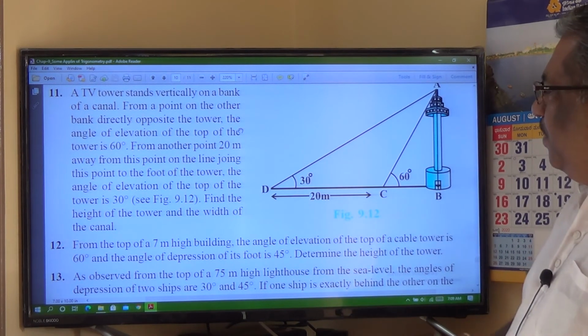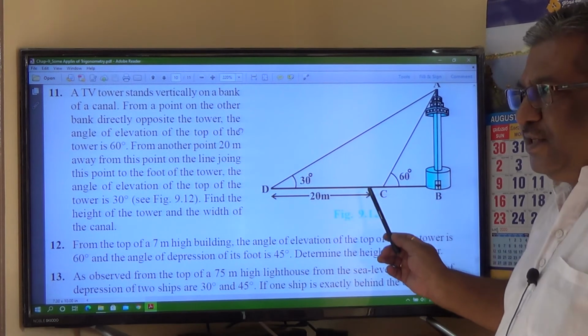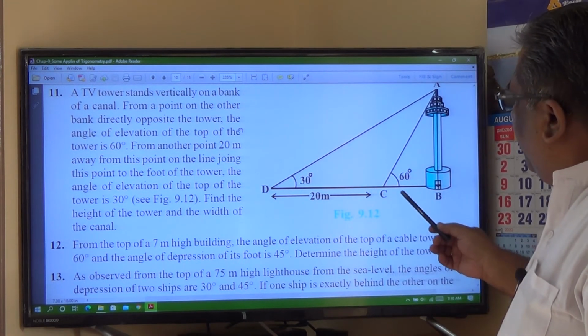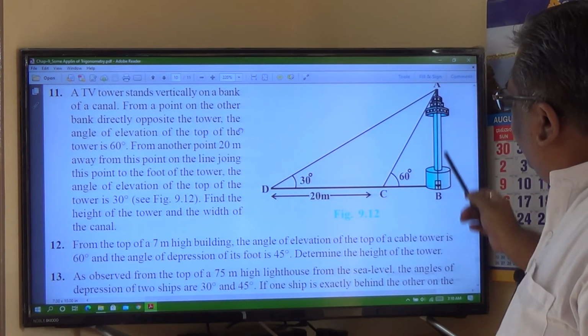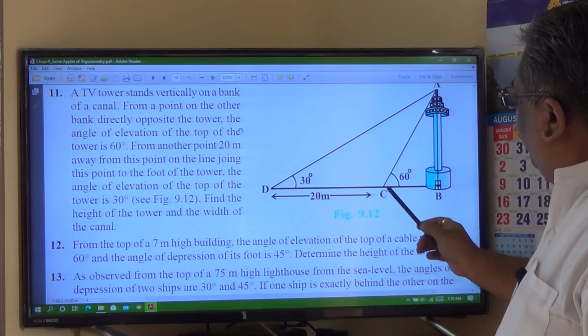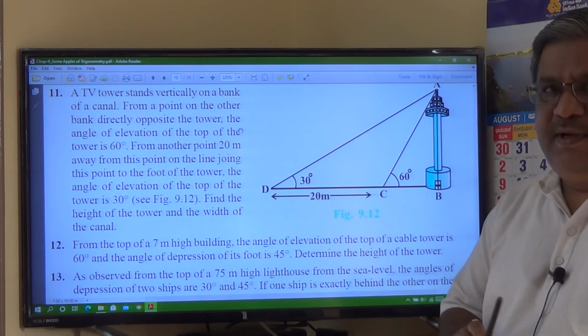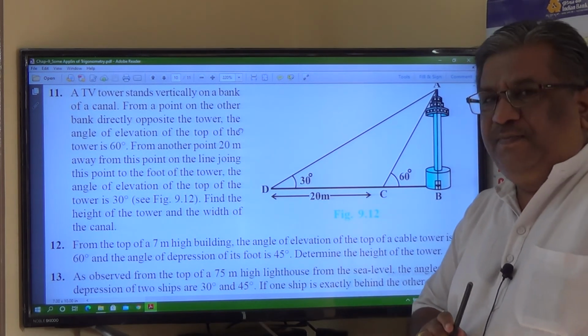So let us solve this on the board. This is the information given to us. 20 meter is given to us. Already we have solved such kind of problems, but once again I'll take it up. We'll try to solve this. We need to find out the height of the tower and the width of the canal. BC and AB need to be found. Let us work it out on the board.